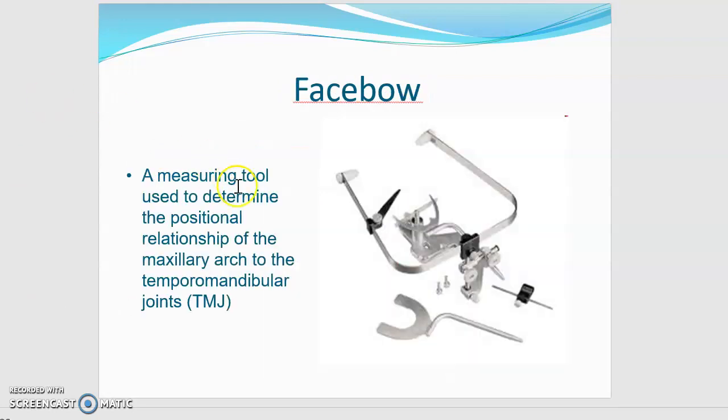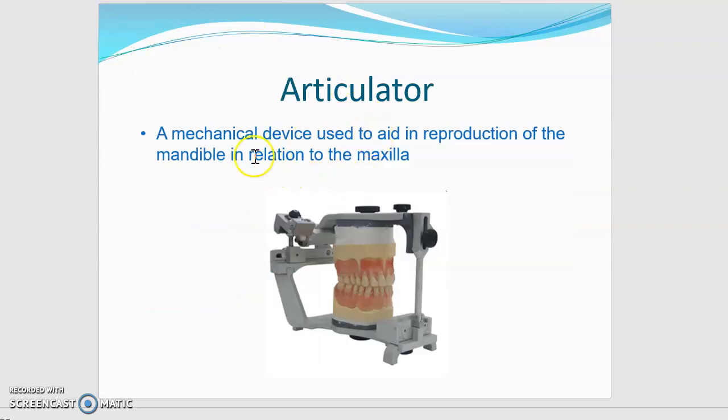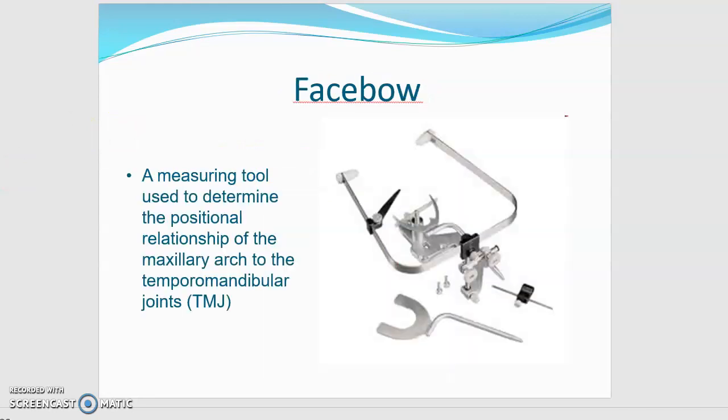The face bow is another apparatus that is used in office, and this is a measuring tool used to determine the positional relationship of the maxilla to the TMJ. So understand the difference between articulator and face bow. The face bow is measuring the relationship between the maxilla and the TMJ. The articulator is showing the reproduction of the mandible in relation to the maxilla. So the articulator is showing the relation of upper and lower arches. The face bow is showing the relationship of the maxilla to the TMJ.